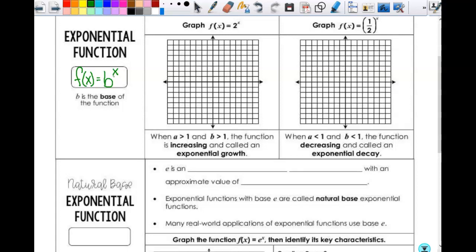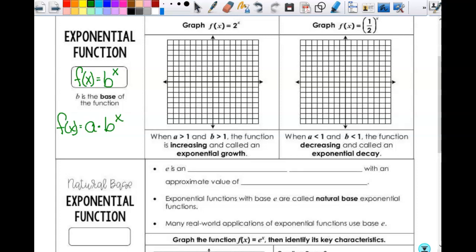Go ahead and write one of the transformations in here. We could have a times b to the x power. And when I have that, what does the a do? How does it affect the graph? It's a stretch. What kind of stretch? Vertical stretch, because it's out in front.